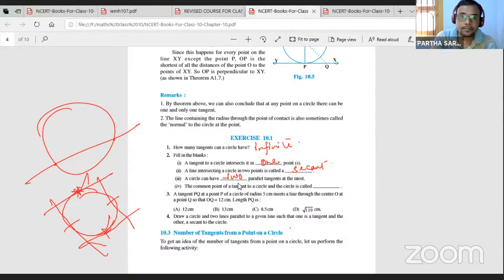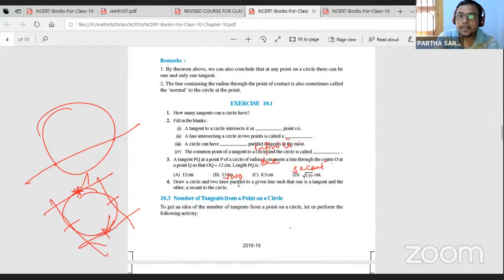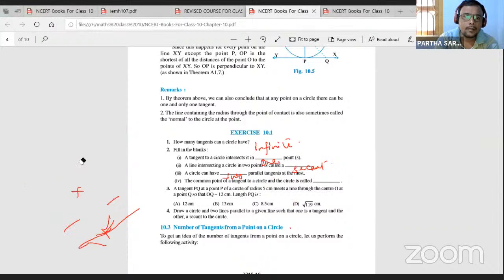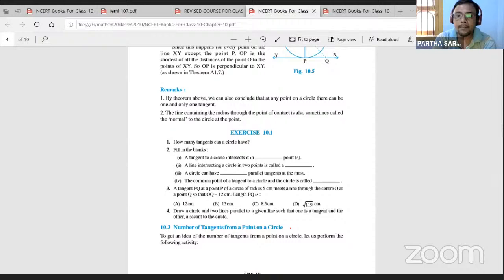Okay. Now listen. In question number 3, just see what they have given. A tangent PQ at a point P of a circle of radius 5 centimeter meets a line through the center O at point Q, so that OQ is equal to 12 centimeter, and they said length of PQ is.